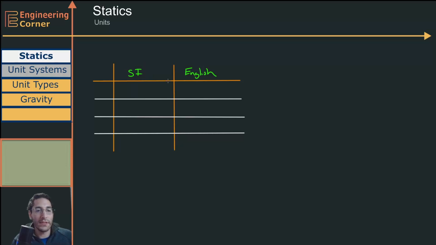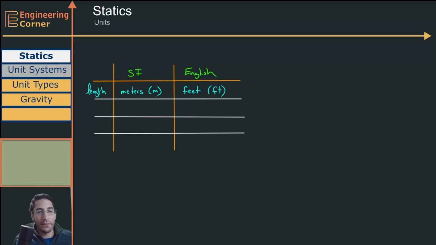So we will work problems and examples using both types of unit systems. The first thing I'd like to do is go through both of these unit systems and talk about what their base units are. So if we have a length, in SI units, we'll use units of meters, and we can abbreviate that with a lowercase m. In English units, we'll use units of feet, and we can abbreviate that with ft.